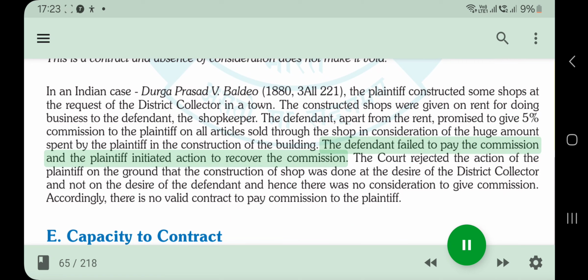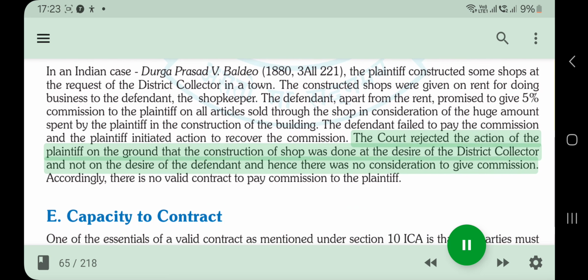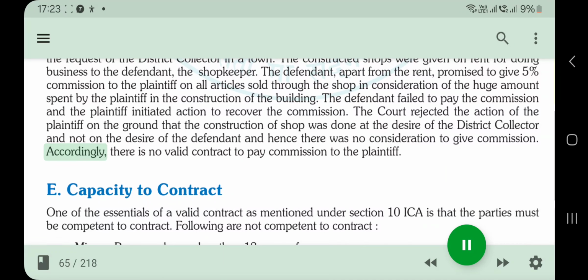The defendant failed to pay the commission and the plaintiff initiated action to recover the commission. The court rejected the action of the plaintiff on the ground that the construction of the shop was done at the desire of the district collector and not on the desire of the defendant, and hence there was no consideration to give commission. Accordingly, there is no valid contract to pay commission to the plaintiff.